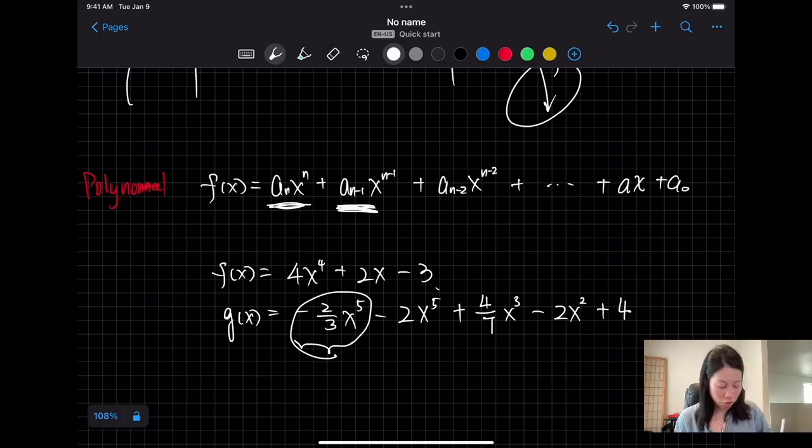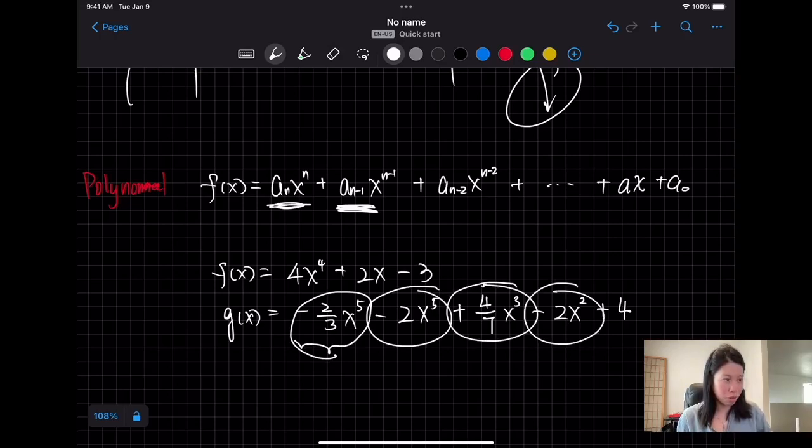This is one power function. This is another power function. This is another power function. This is a power function. This is also a power function. So in a polynomial, these are called terms. That means in g(x), there are totally 5 terms: 1, 2, 3, 4, 5.